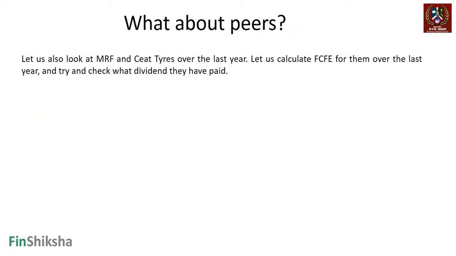So that's what we're going to do. We're going to look at CEAT tires and we're going to look at MRF, and we're going to try and check what kind of FCFE they had and what kind of dividend they have paid. We'll also try and calculate their dividend payout ratio and their overall numbers in terms of the data that we see in terms of FCFE versus the dividend that is there, right? So let's begin. Let's start with these one by one.